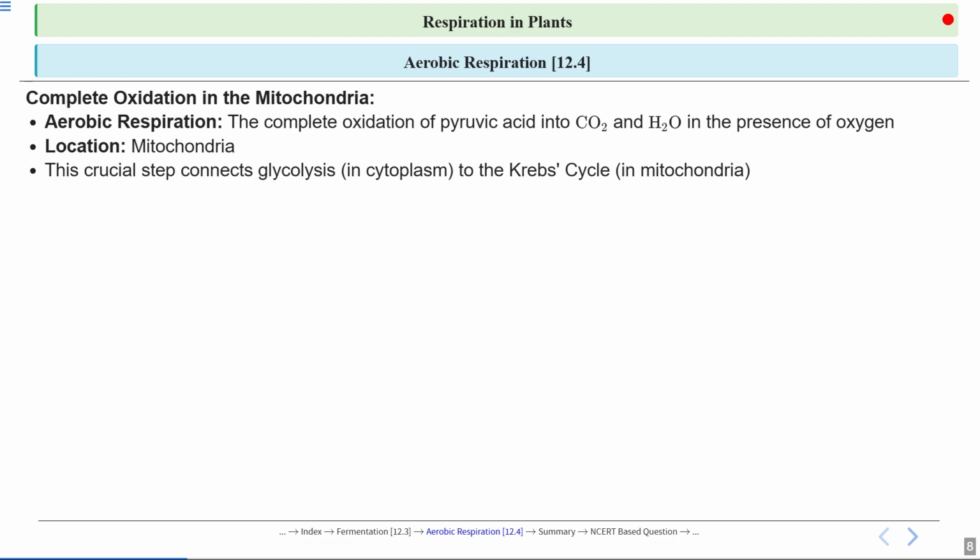So this step acts as a bridge between glycolysis, which happens in the cytoplasm, and the Krebs cycle, which occurs in the mitochondria. So it is important to remember the location of these processes. So here, pyruvic acid actually enters the mitochondrial matrix, first step, which is the innermost compartment of mitochondria. Now this is where the next set of reactions will take place.